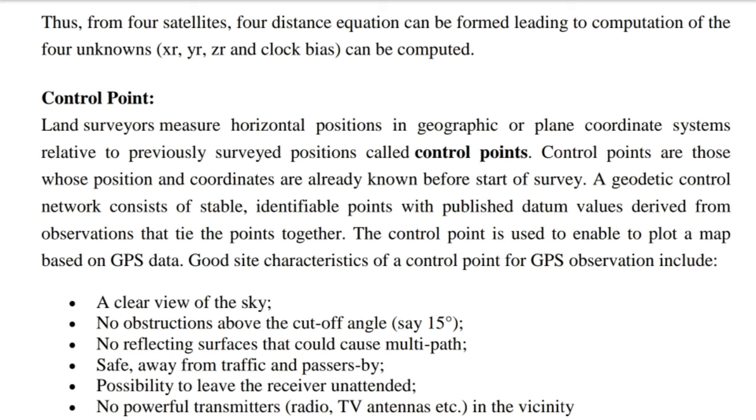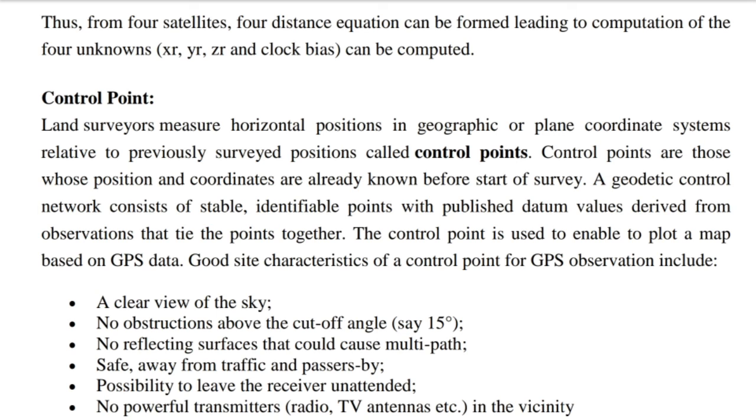Control point. Land surveyors measure horizontal position in a geographic or plane coordinate system relative to previously surveyed positions called control points. Control points are those whose positions and coordinates are already known before the start of a survey. A geodetic control network consists of stable, identifiable points with published datum values derived from observations that tie the points together. The control point is used to enable plotting a map based on GPS data.